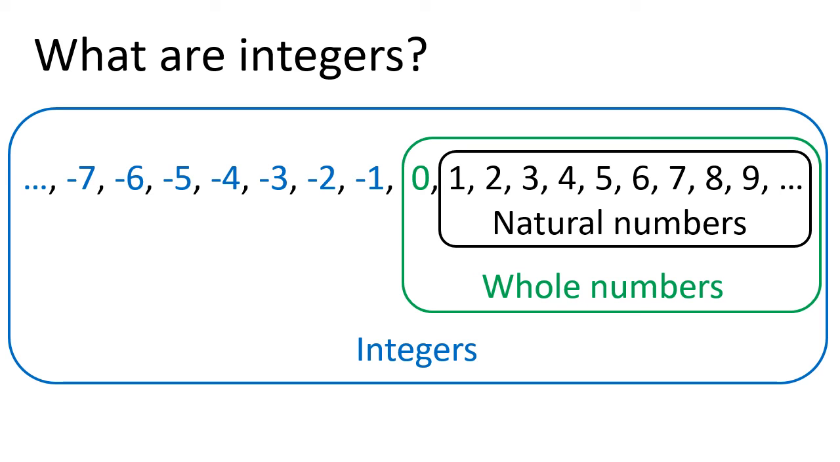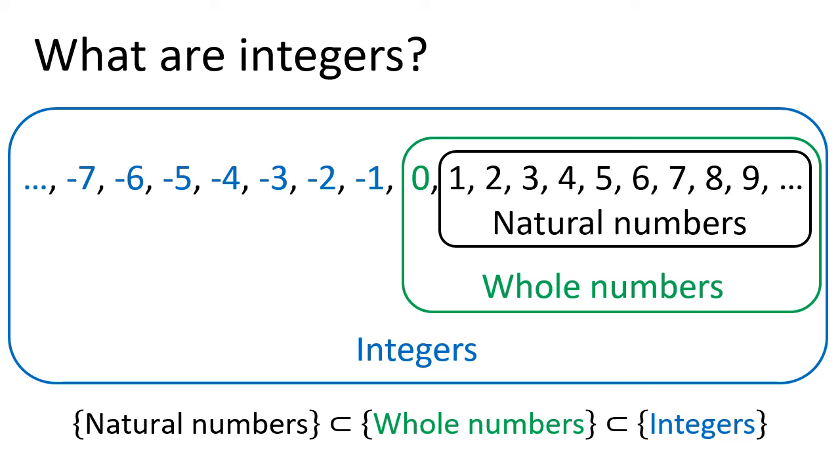As you can see, natural numbers are part of whole numbers, which are also part of integers. This is formally said as a set of natural numbers is a subset of whole numbers, which is a subset of integers. By the way, a fraction like 1/2 and a decimal like 0.1 are not natural numbers, nor whole numbers, and not integers either.